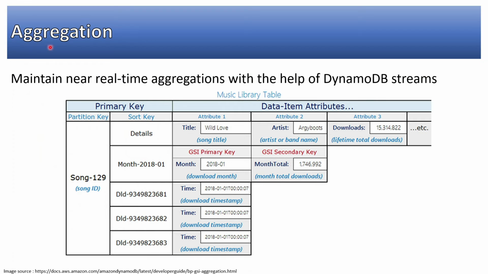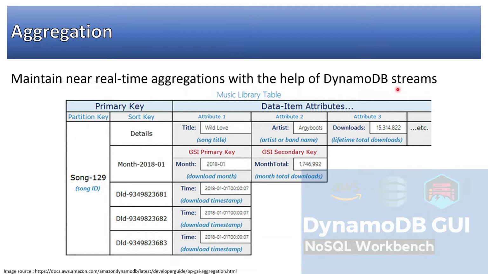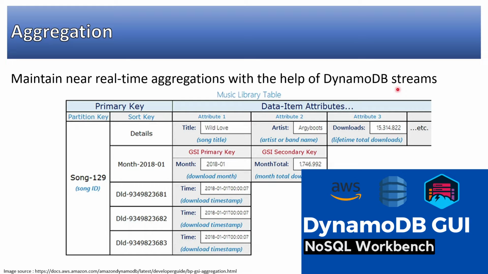The second one is aggregation. We can maintain near real-time aggregation with the help of DynamoDB Streams. Don't worry in case you are not aware of DynamoDB Streams, I'm going to cover that in my future videos. But for now, what you have to understand is that as soon as data is entered in a DynamoDB table, some event is triggered which can lead to an action on that item.